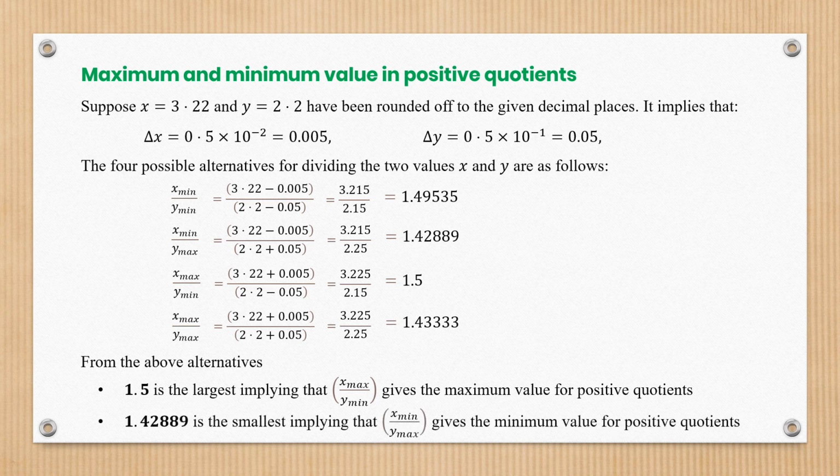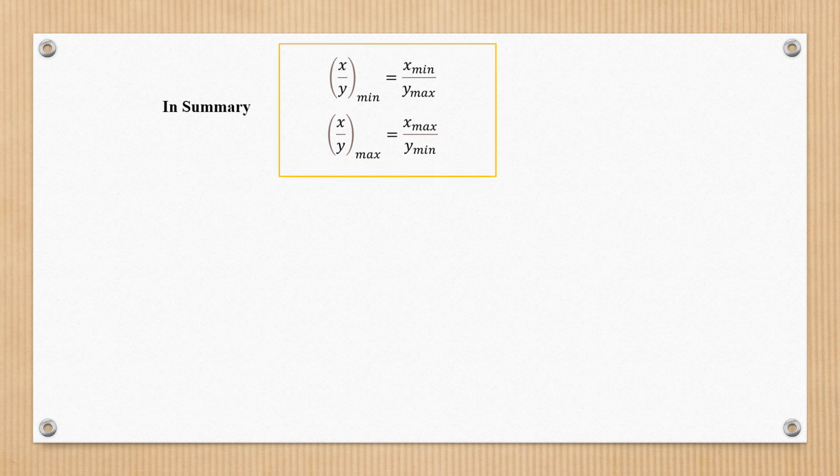Then we can see that 1.42889 is the smallest, implying that x min over y max gives the minimum value for positive quotients. Now in summary, to get the minimum value in these quotients that are positive, we shall have x min over y max, and the maximum value shall come from x max over y min. Put these in a yellow box for remembrance.